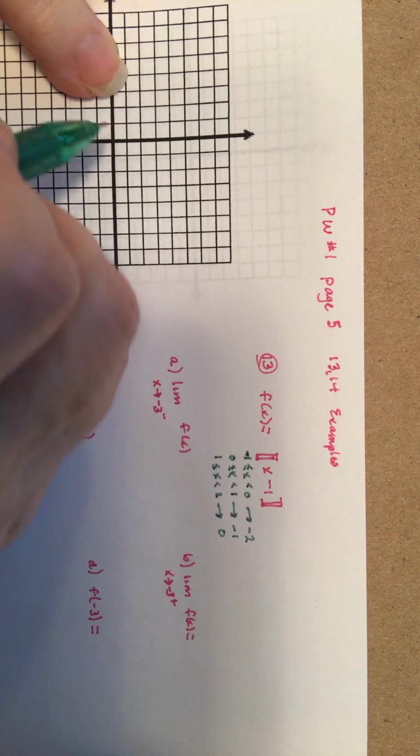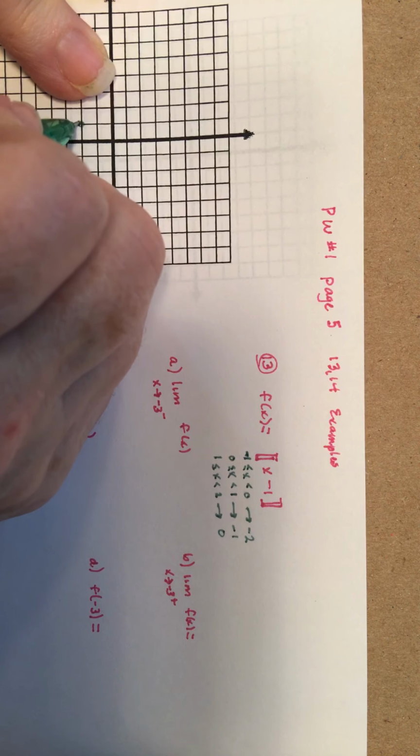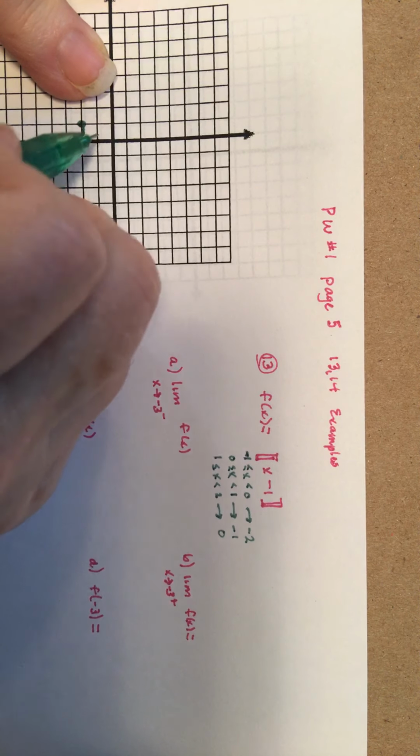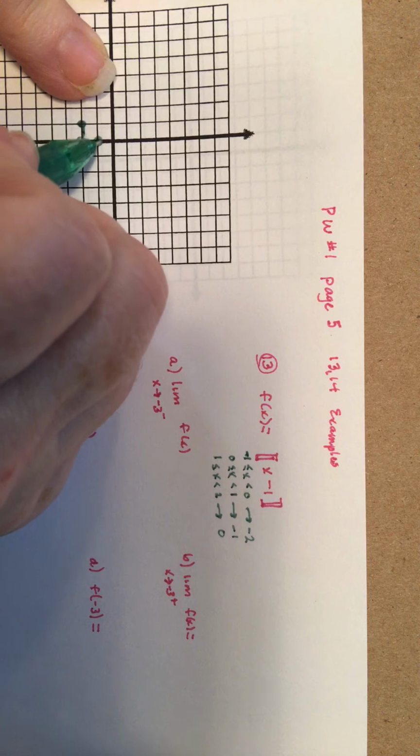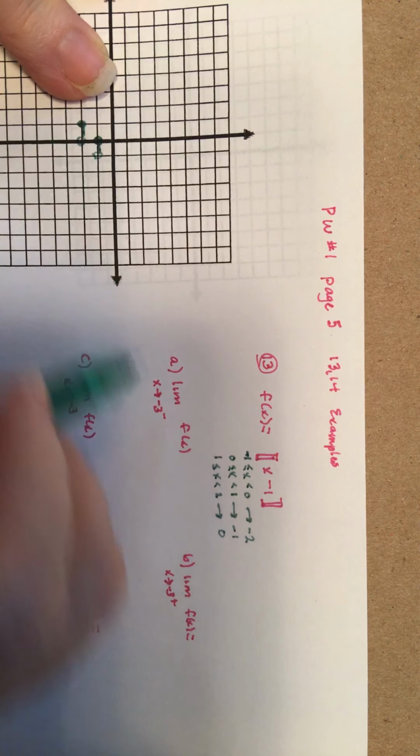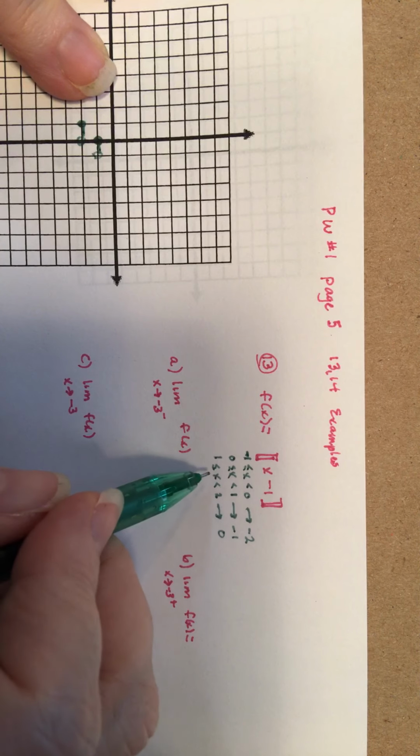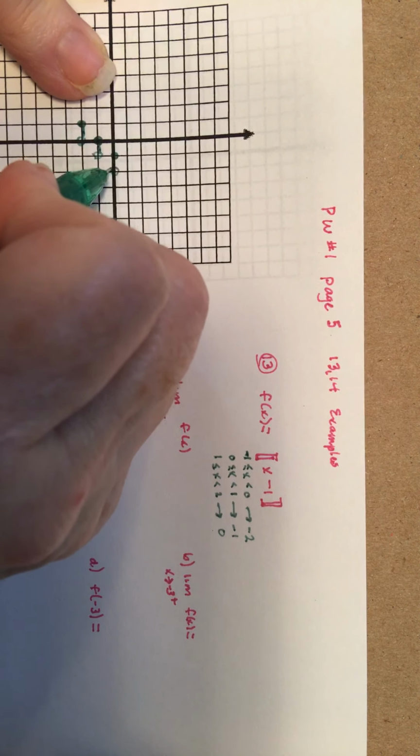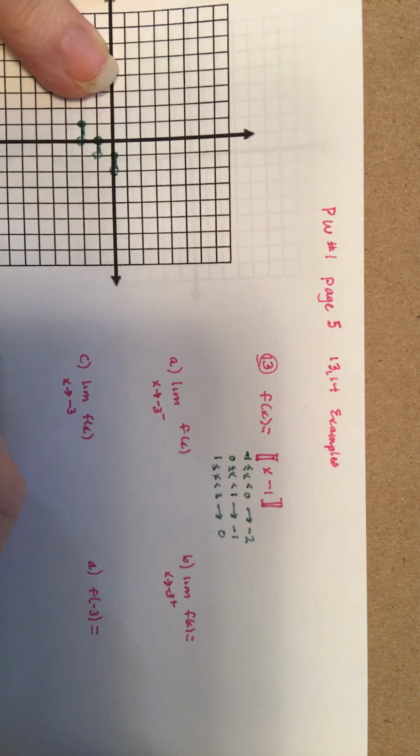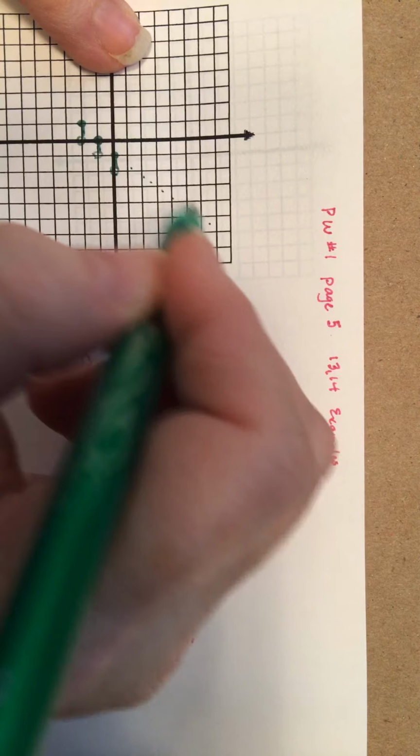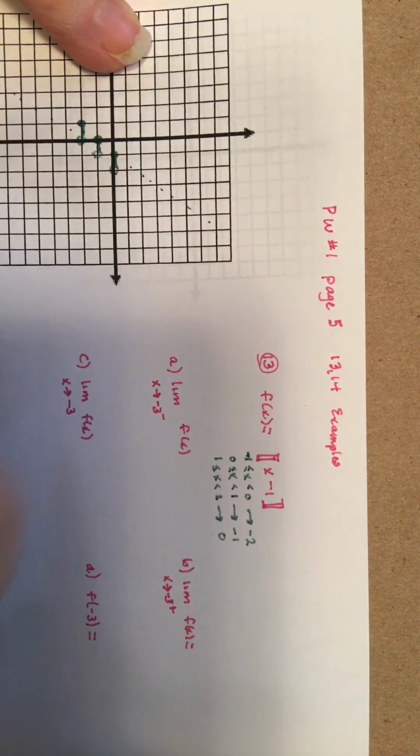So I come down here at -1, I'm -2, and I'm open. Then for the next one, I'm at 0, -1, closed, then open. Then I'm at 1, 0, closed, and open. And that's all you need to do. You can do dot, dot, dot.